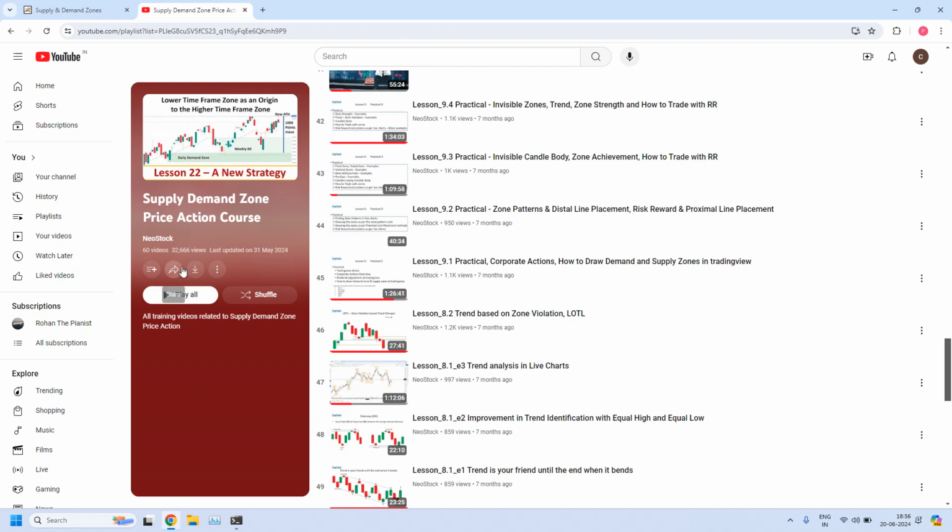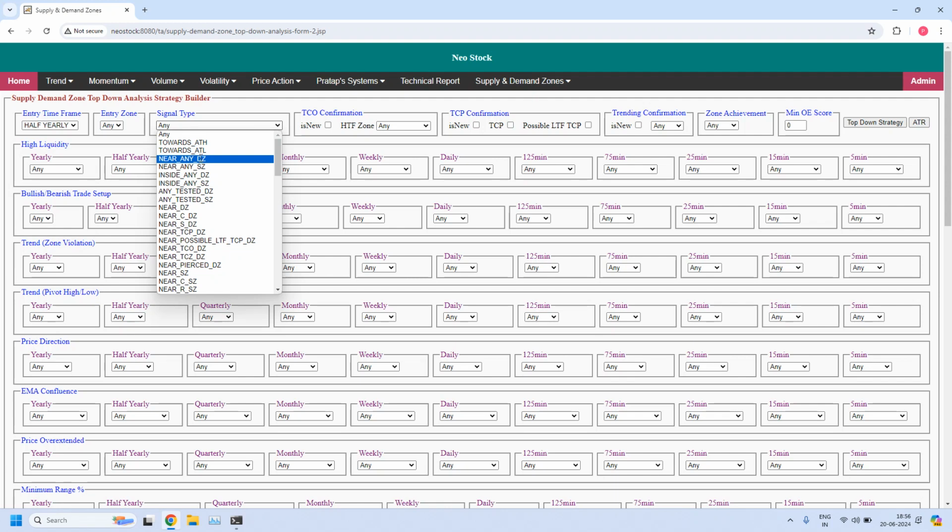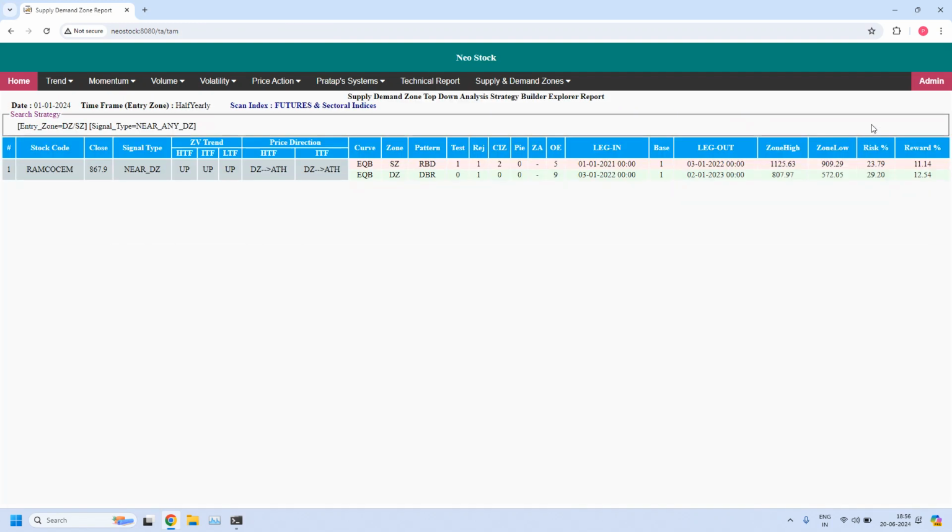Now let's generate the reports. First we are going to generate the reports near demand and supply zones for different time frames starting from half yearly. For half yearly time frame, let us find the stocks near half yearly demand zone. Only one stock is available.